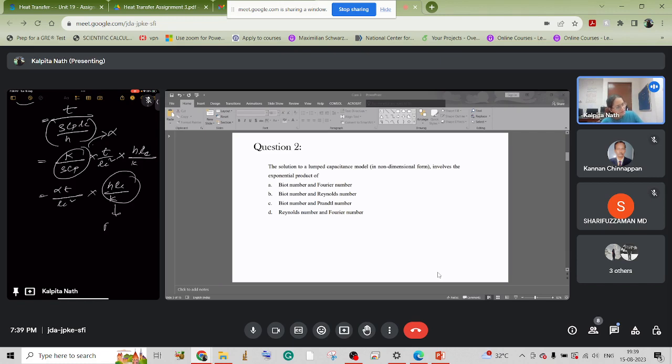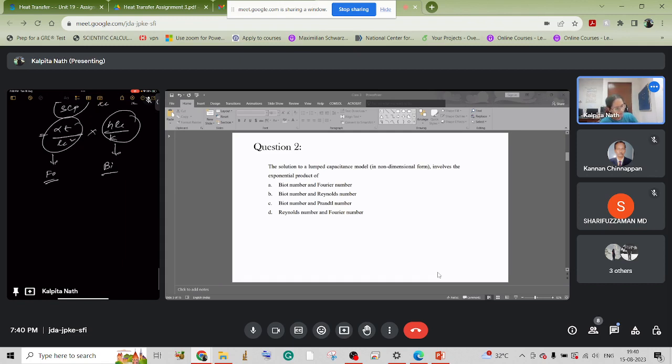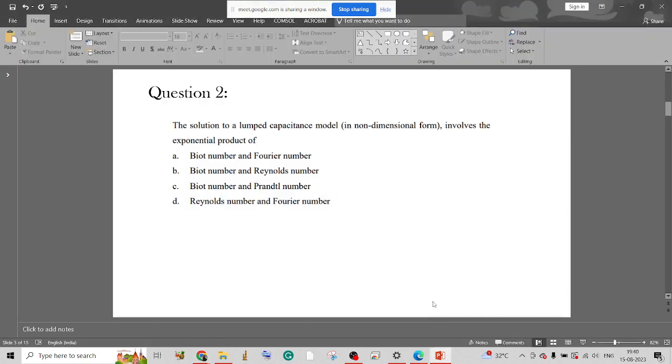This is what? This is Biot number, and this is what? This is Fourier number. Okay, so obviously now the answer is, it is a combination of Biot number and Fourier number. Option A. Let us proceed to the next question now.